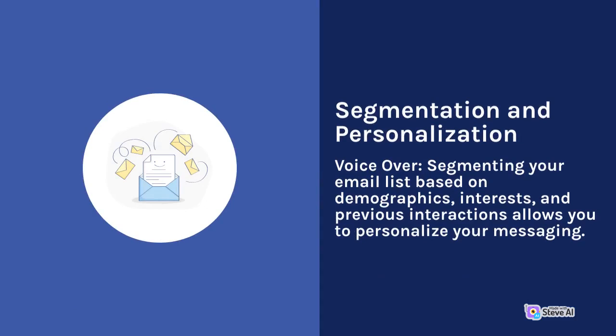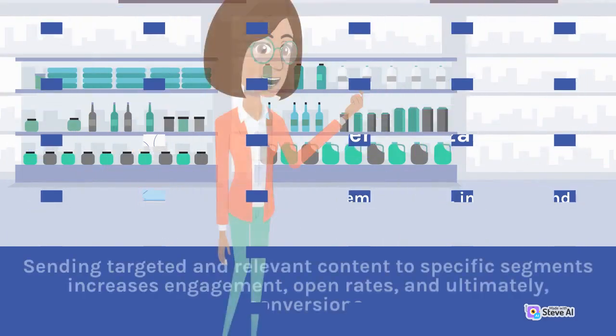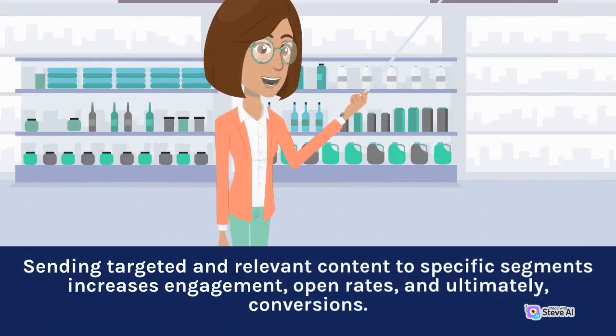Segmentation and personalization. Segmenting your email list based on demographics, interests, and previous interactions allows you to personalize your messaging. Sending targeted and relevant content to specific segments increases engagement, open rates, and ultimately, conversions.